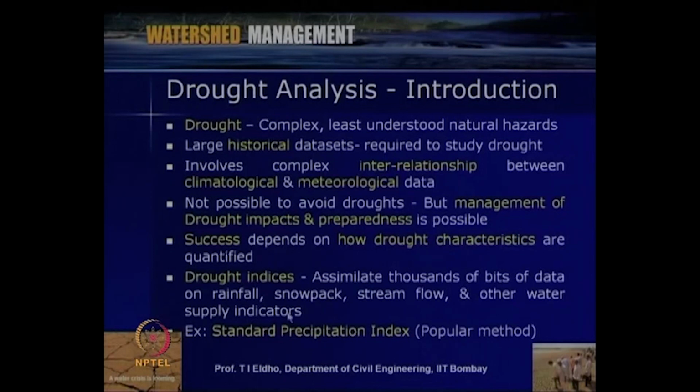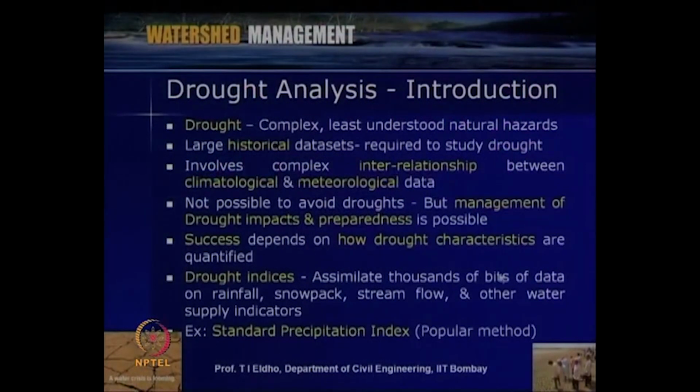As we discussed in the last lecture, it is not possible to avoid the droughts, but management of drought impacts and preparedness is possible. That way drought mitigation is possible to a certain extent. So, we have to understand the various aspects of the drought, whether it is the meteorological drought, hydrological drought, or whichever type of drought. We have to analyze the drought to understand the starting, the intensity or the duration. Like that, various aspects we have to understand.